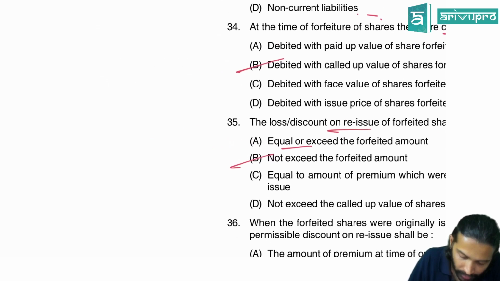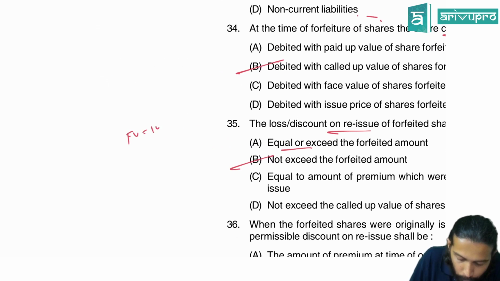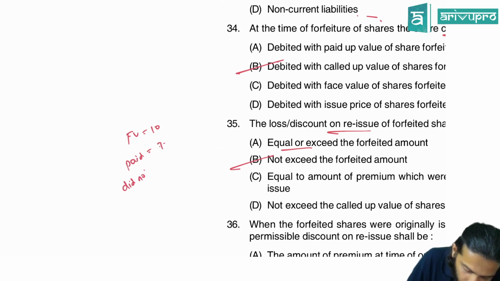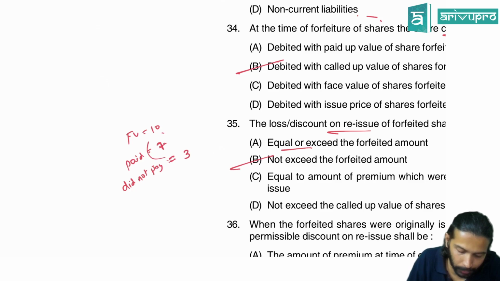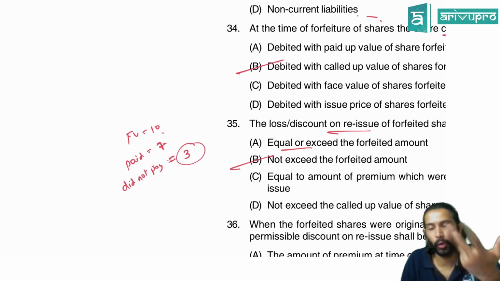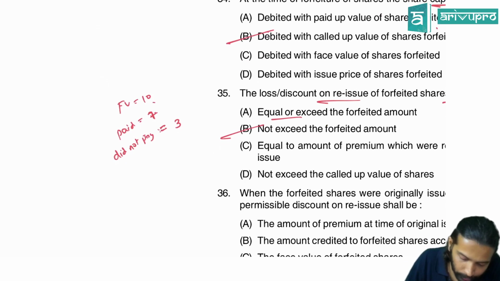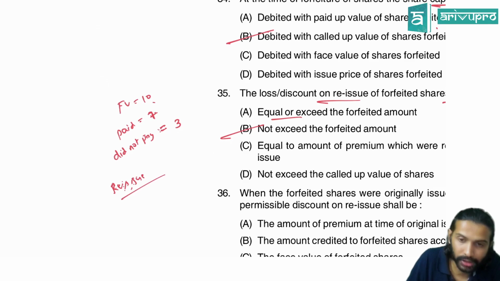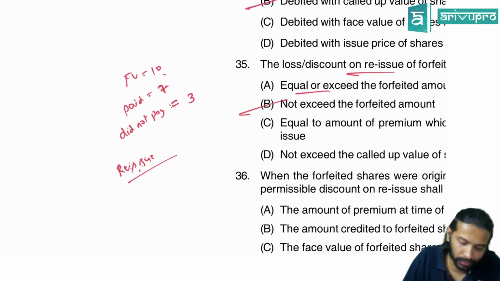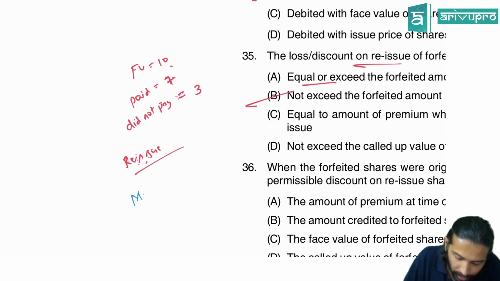To give it simply, let us say the face value of the share is 10 rupees. One person's shares you forfeited because he did not pay. Let's say he paid 7 rupees. He did not pay 3 rupees. Face value of the share was 10. That's the reason we forfeited his shares. So after forfeiting, the company will reissue those shares. What is the maximum discount you can give? Maximum discount on reissue could be how much?